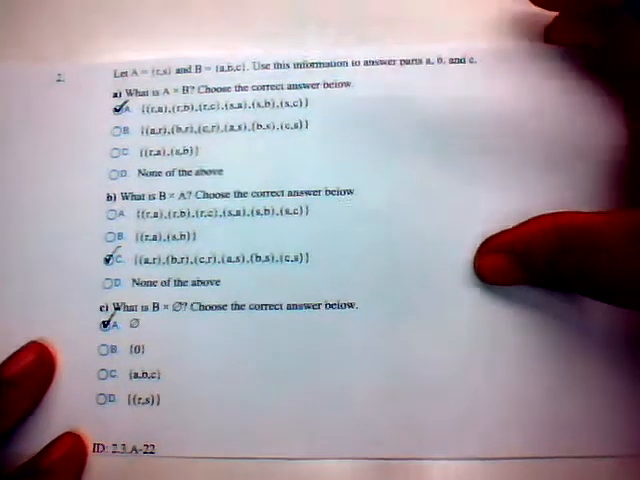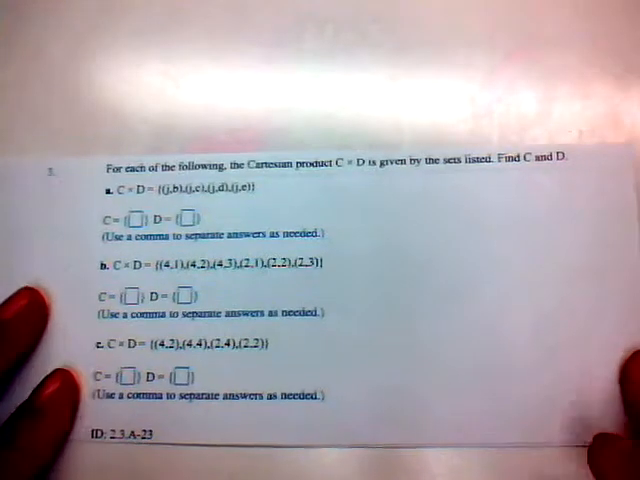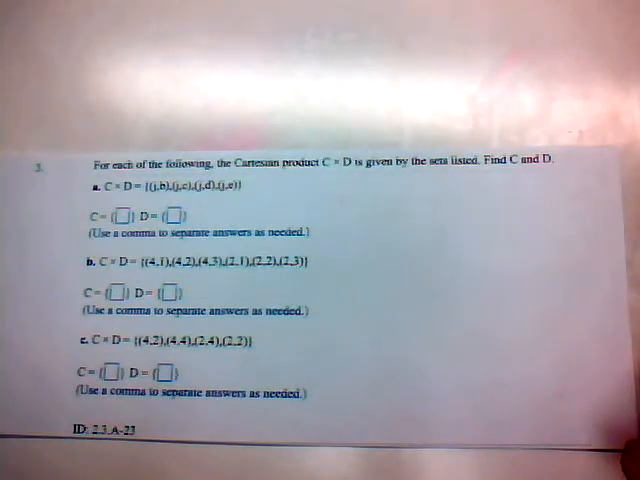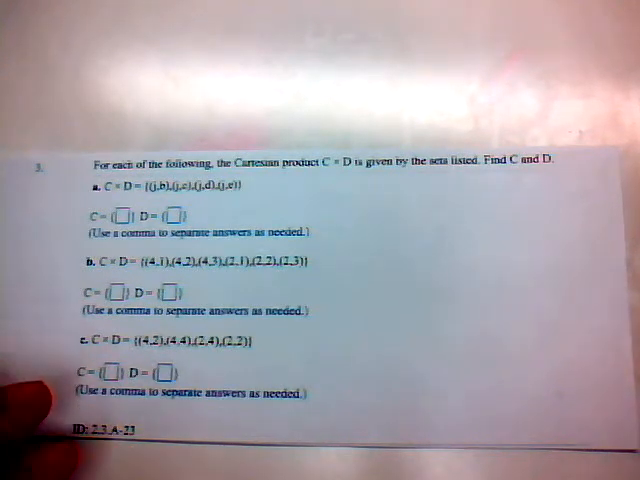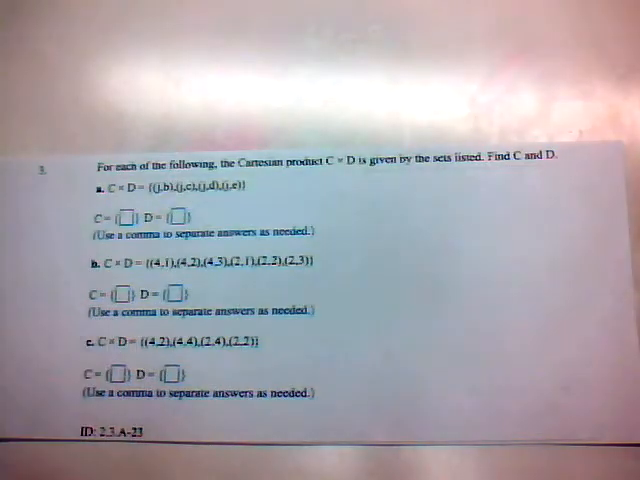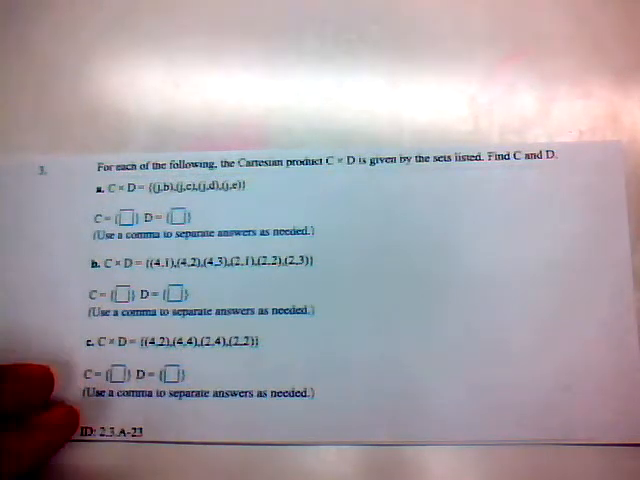Okay. All right, and problem number 3. For each of the following, the Cartesian product C cross D is given by the sets listed. You want to find out what C and D are. So now you're given the cross product. Now you're going to work backwards to find out what set C and set D was to begin with.